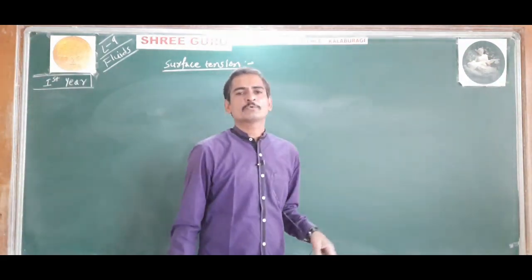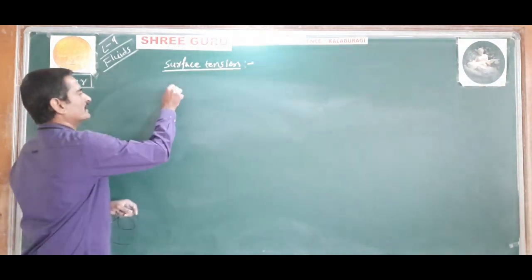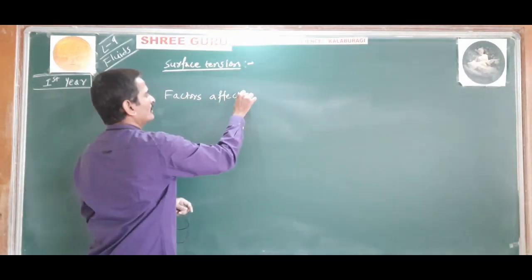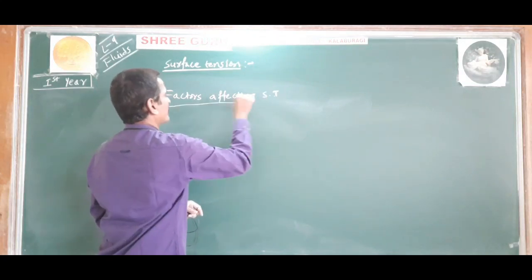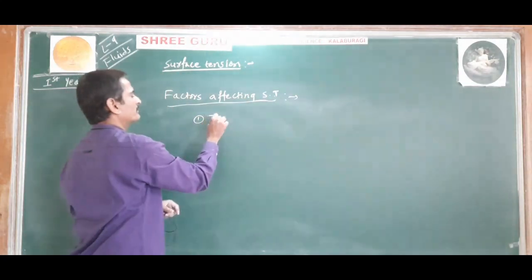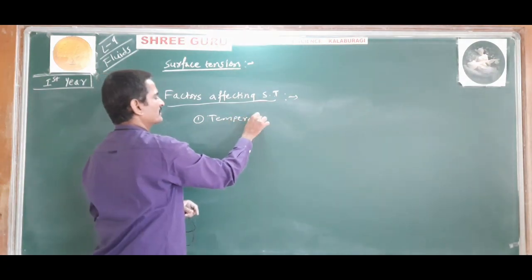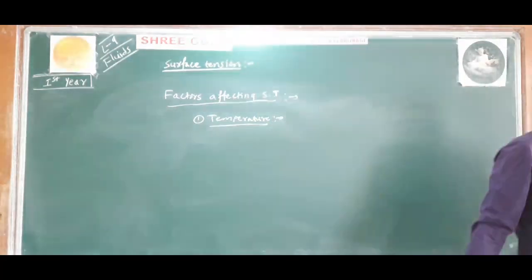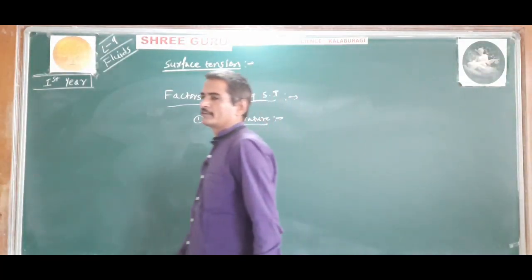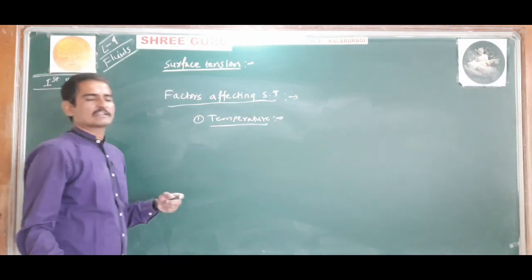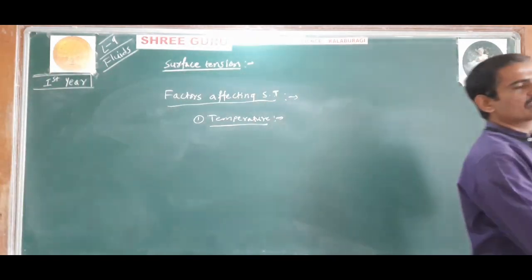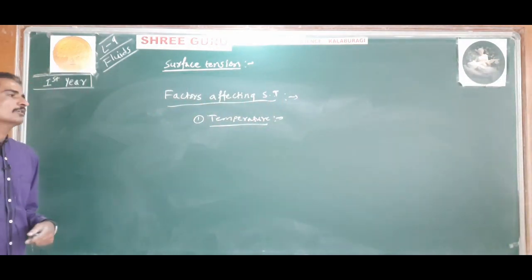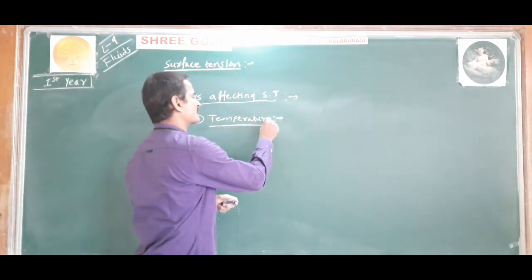Now we shall study the factors affecting surface tension. First one, temperature. As temperature increases, the surface tension of the liquid decreases, and the surface tension of the liquid is 0 at its boiling point. Okay. So as temperature increases, the surface tension of the liquid decreases.